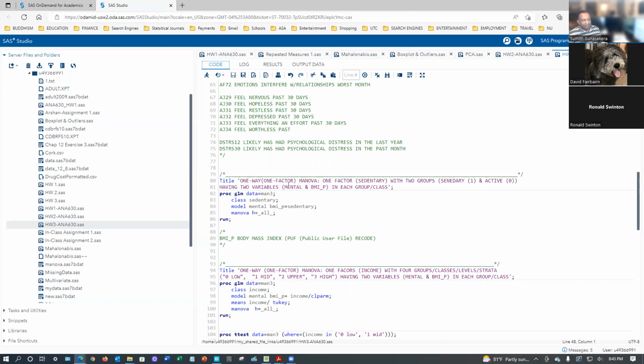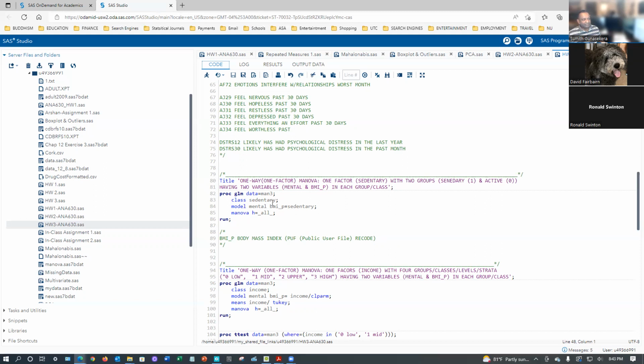See, one way ANOVA. One way means you have only one factor. One factor means one independent variable. It has 2 groups because it's categorical, sedentary and active. And then I want to see within this group, by being sedentary and by being active, how it's going to affect our mental and BMI. See, I tackle both at the same time.